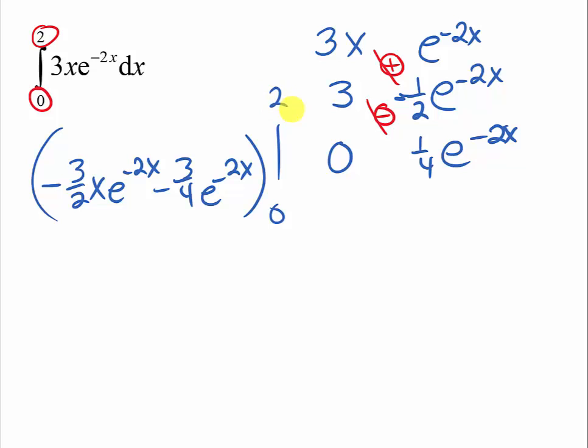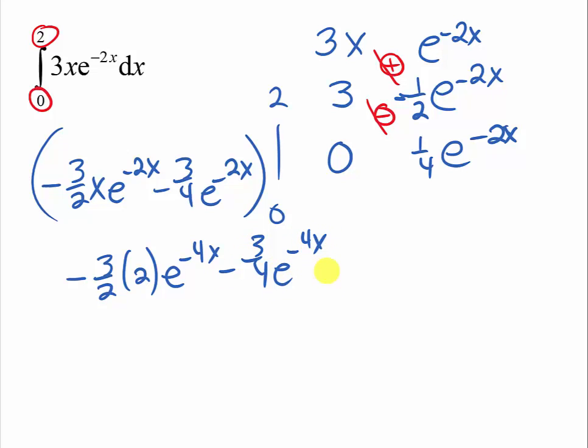and that needs to be evaluated from 0 to 2. Alright, so that's going to be negative 3/2 times 2 e to the negative 4x minus 3/4 e to the negative 4x, and then lower limits. If we put in 0, that one will make that 0, but putting 0 in the other one, I'm subtracting because it's the lower limit, and that'll be 3/4 e to the 0, which of course is 1.